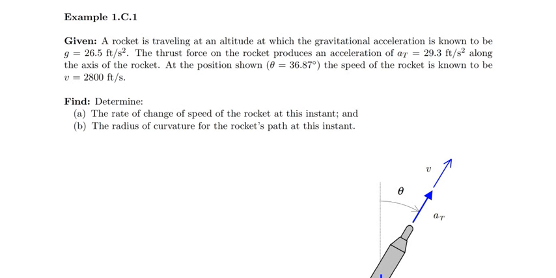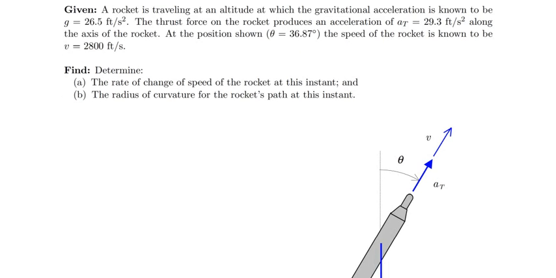Today we're going to work on this little problem right here. What we're told is that there's a rocket traveling at an altitude at which the gravitational constant is known to be some value of g, lesser than that on the surface of the Earth. We're also told the thrust force of the rocket produces an acceleration, which is given along the axis of the rocket, and that at the position shown, the speed of the rocket is known to be some given value. Given this information, we're asked to determine the rate of change of speed of the rocket at this instant, as well as the radius of curvature of the rocket's path.